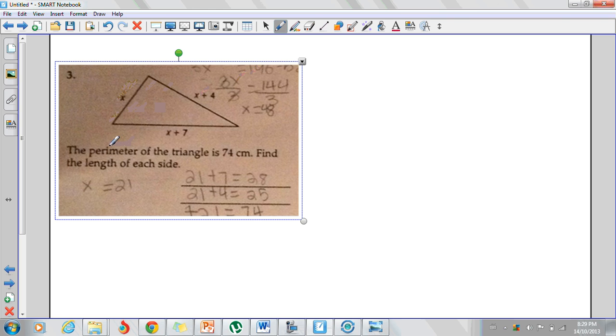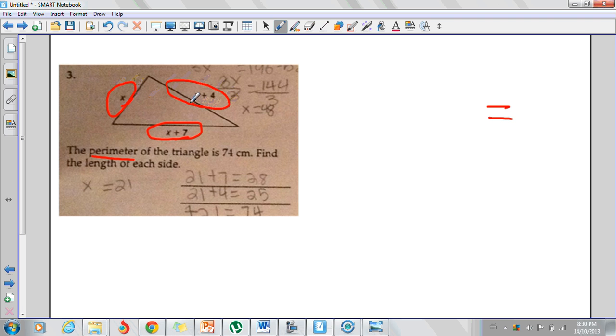Any of these problems where you've got perimeter, the key thing to remember is perimeter will always be a certain formula for certain shapes. So if I take this one right here, which is a triangle, what is the perimeter of a triangle going to be? It's going to be this side plus this side plus this side. In other words, we're going to have to add up all three of those sides. So let's add up how many x's we have. We've got 1, 2, 3 x's.